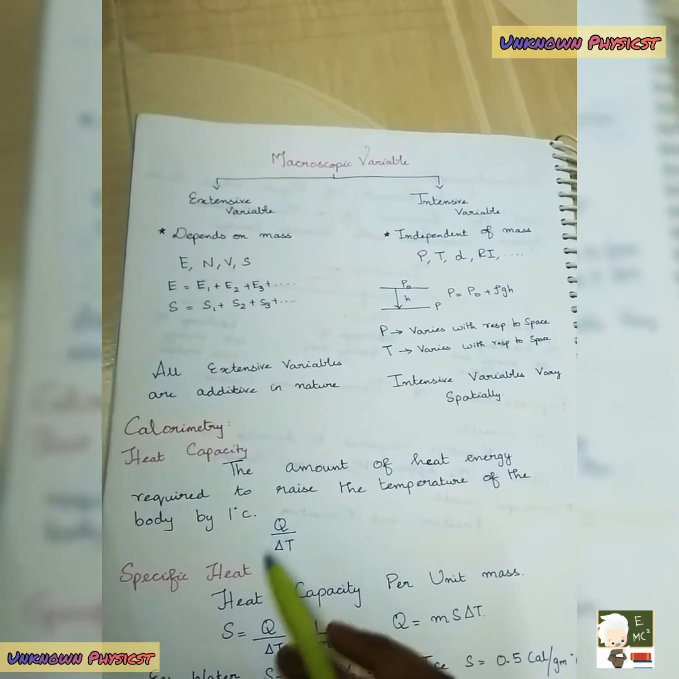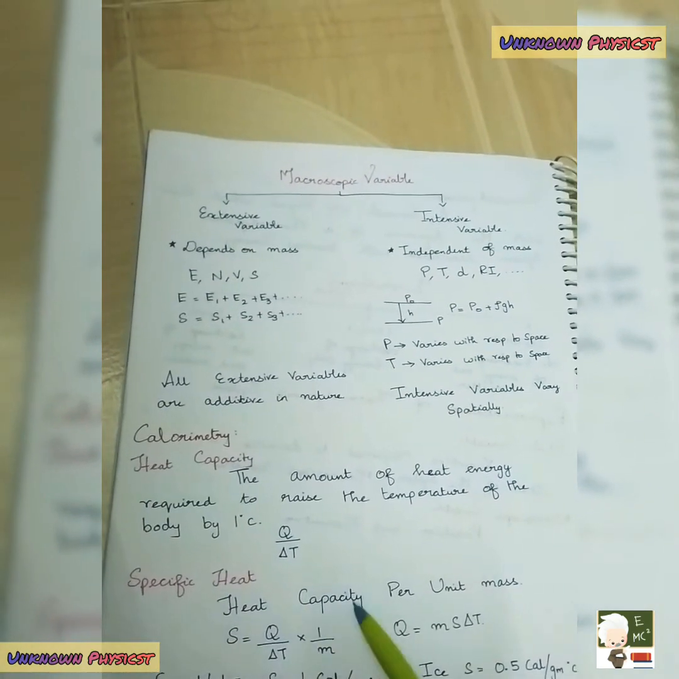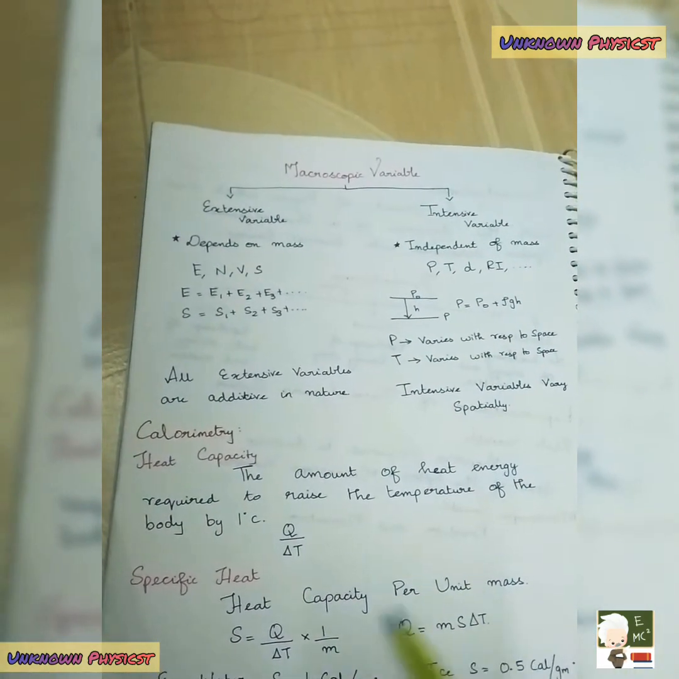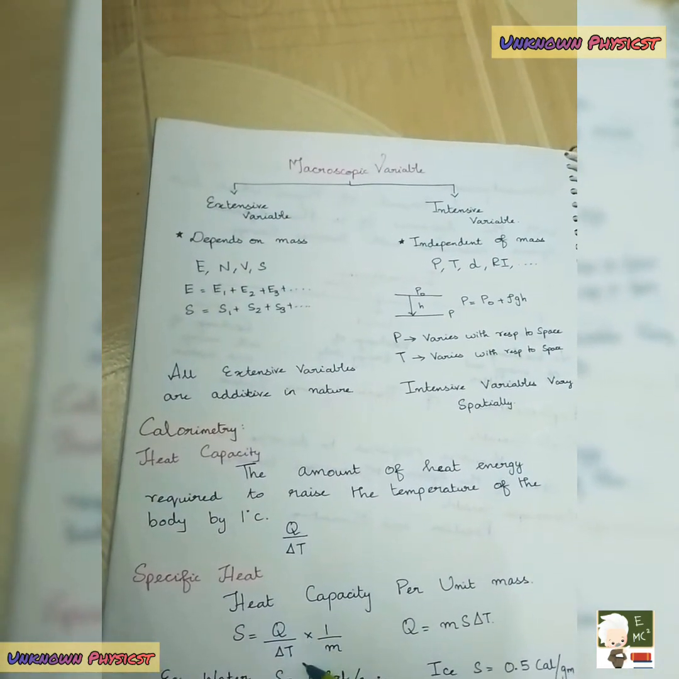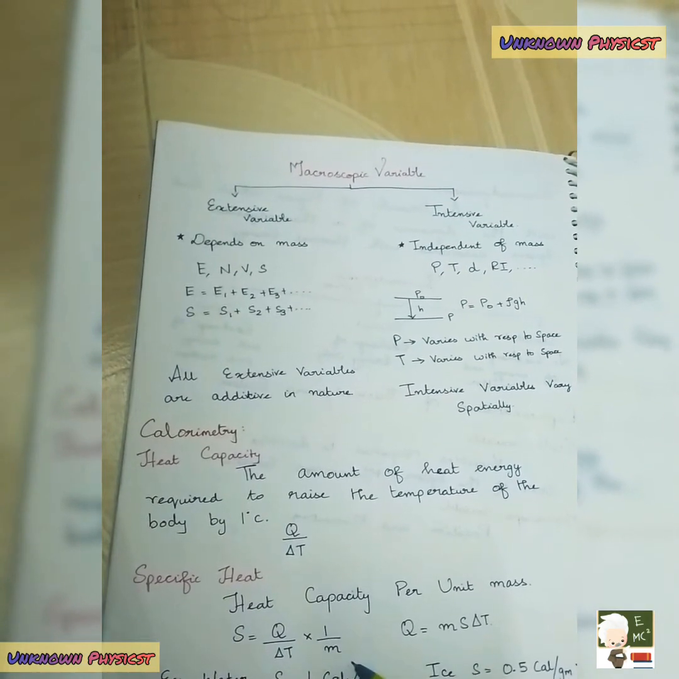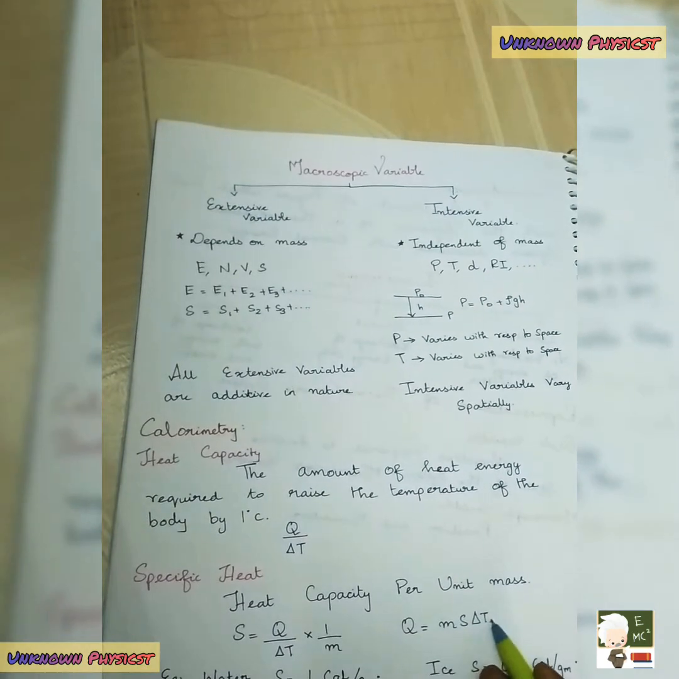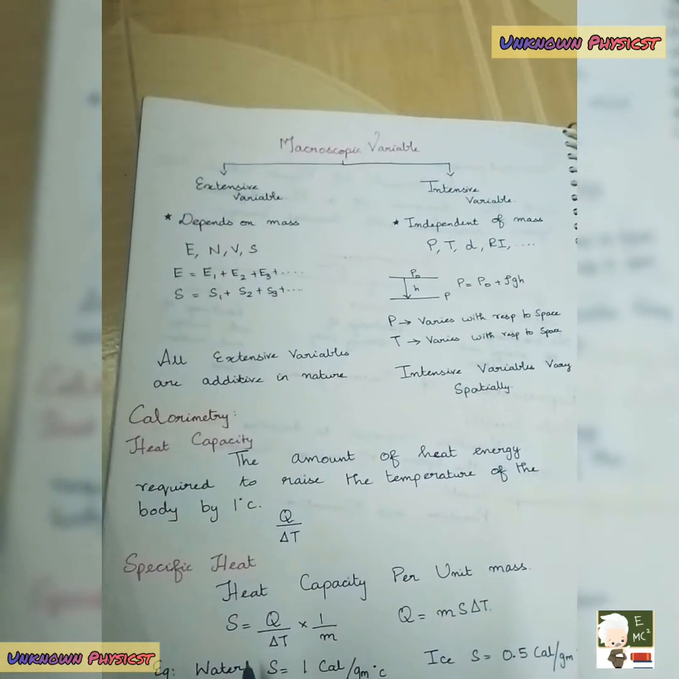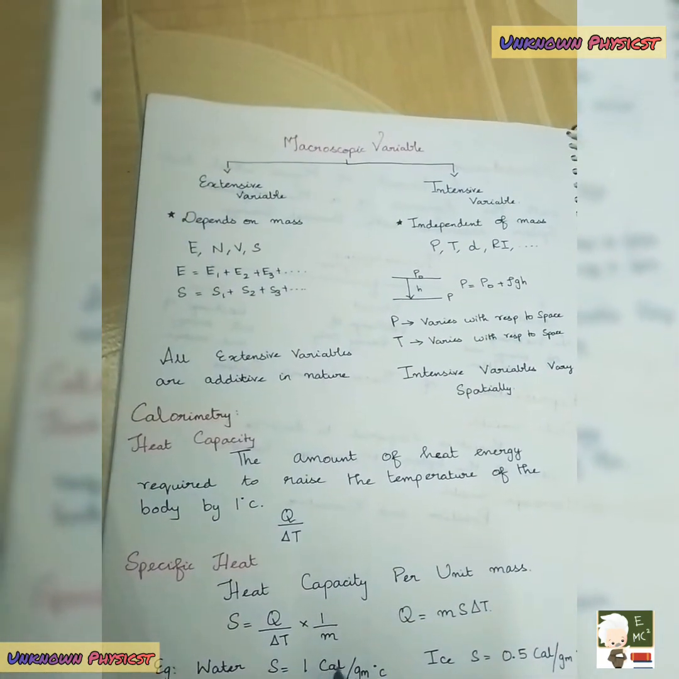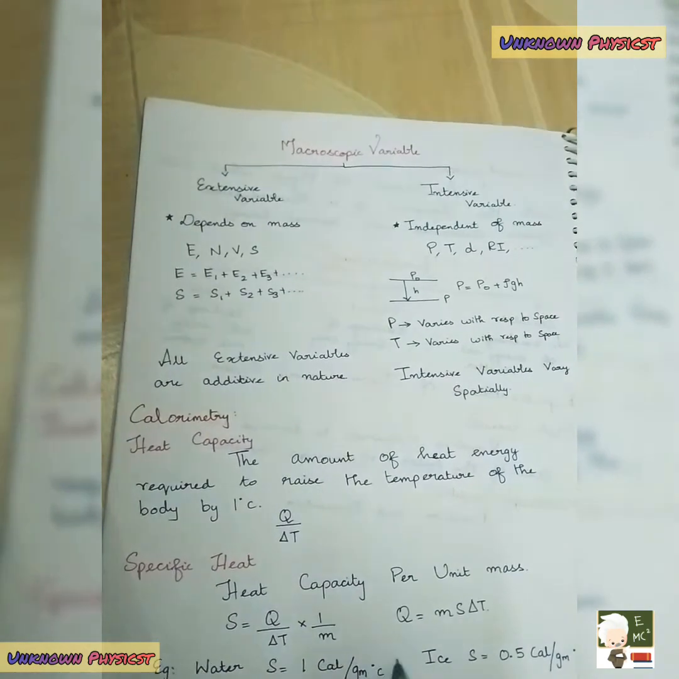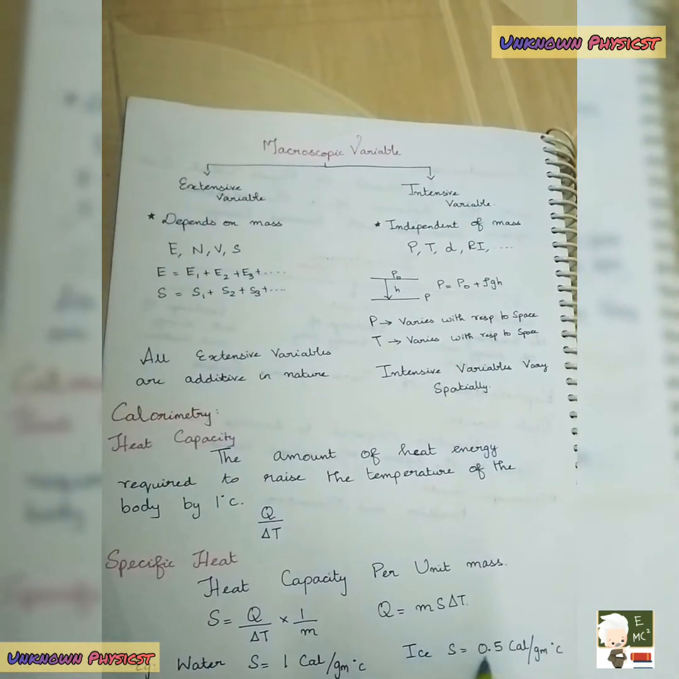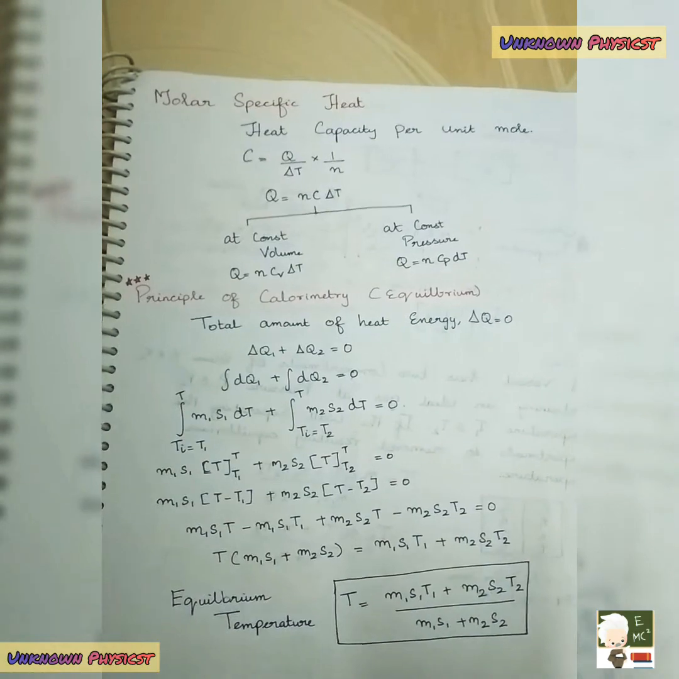Next is the specific heat. Heat capacity per unit mass. So, S is equal to heat capacity Q by delta T into 1 by M. So, Q is equal to M into S into delta T. And here for example, the specific heat of water is 1 calorie per gram centigrade. And for ice, the specific heat is 0.5 calorie per gram centigrade.